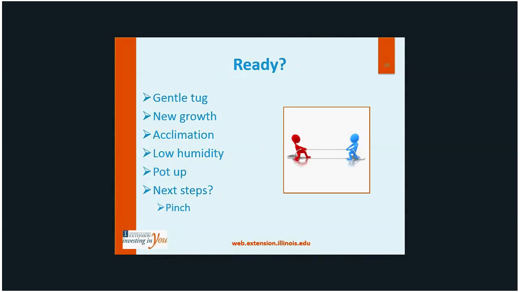So how do you know if that cutting's exactly ready to come out? Just take two fingers and ever so gently give it a little tug. If you feel any resistance, that means that you've got root growth. If you don't feel any resistance, try not to tug it too much. Leave it be. You don't want to disturb it. Leave it in there a little longer.